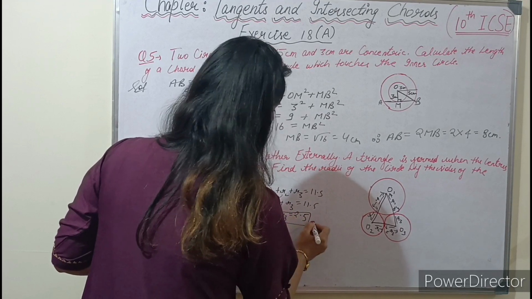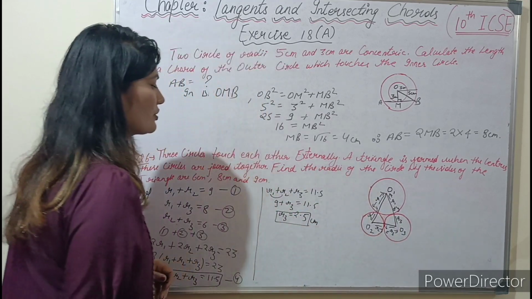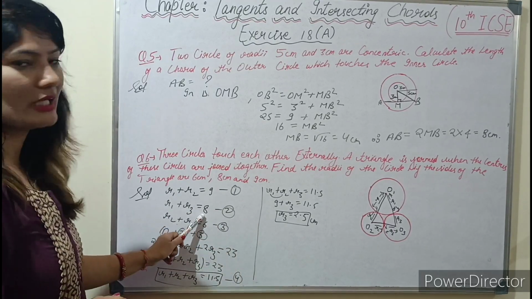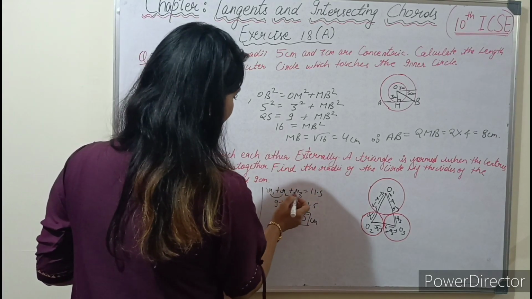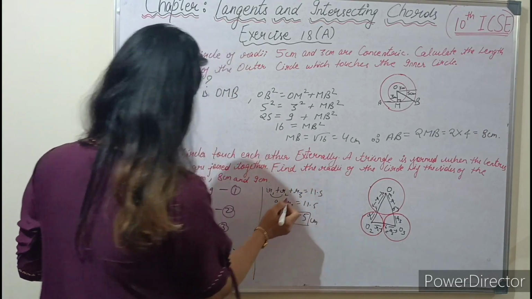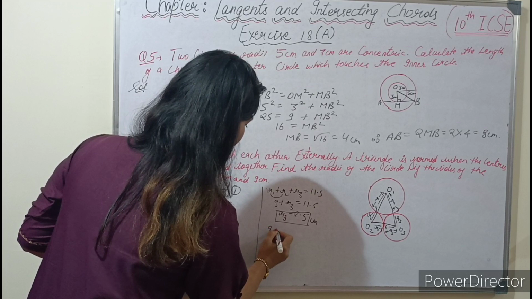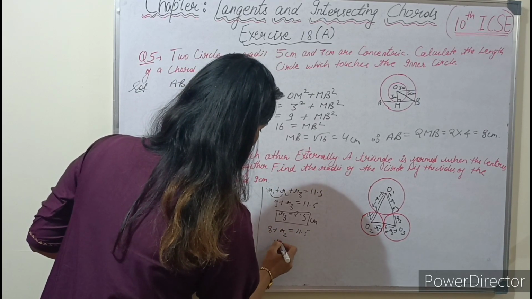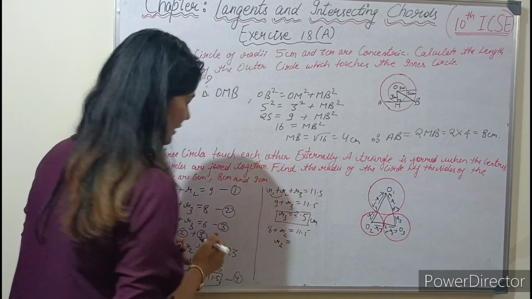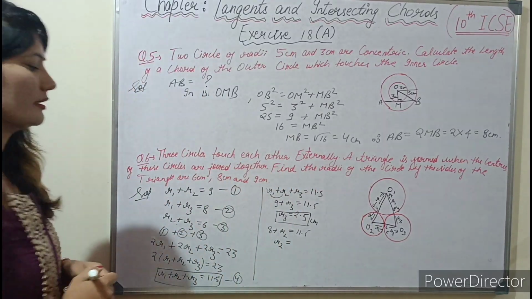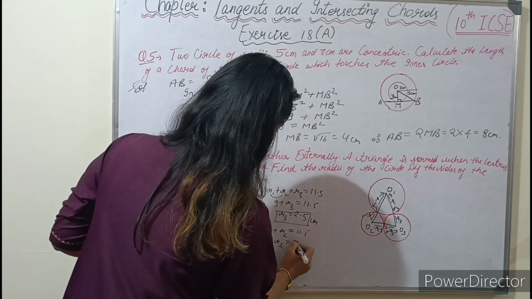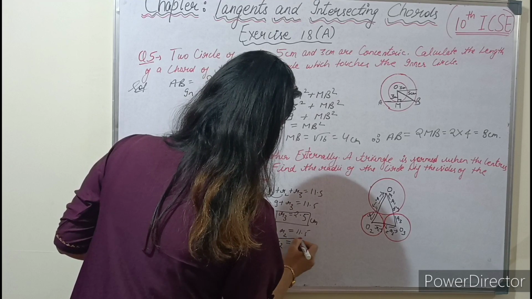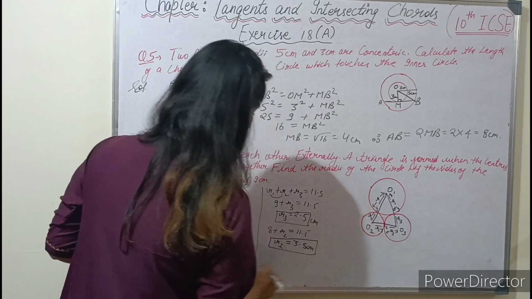So the radius of the third circle is 2.5 cm. Again from equation 2, R1 plus R3 is 8. So here in place of R1 plus R3, if I write 8, then 8 plus R2 is equal to 11.5. The value of R2 is equal to 11.5 minus 8, that is 3.5 centimeter. So this is the radius of the second circle.